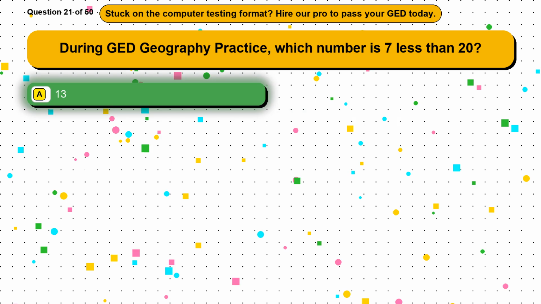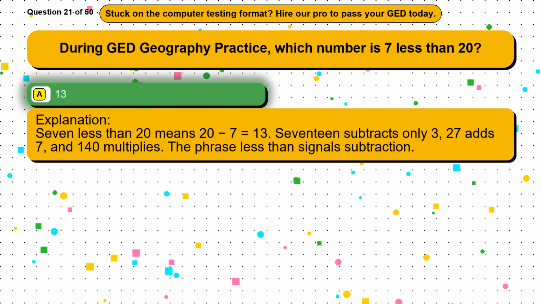The correct answer is option A, 13. 7 less than 20 means 20 minus 7 equals 13. 17 subtracts only 3, 27 adds 7, and 140 multiplies. The phrase less than signals subtraction.